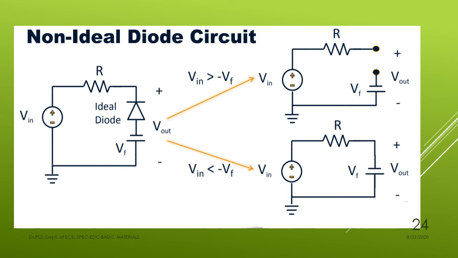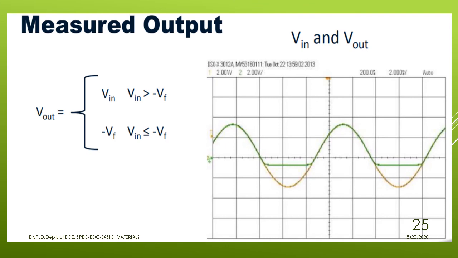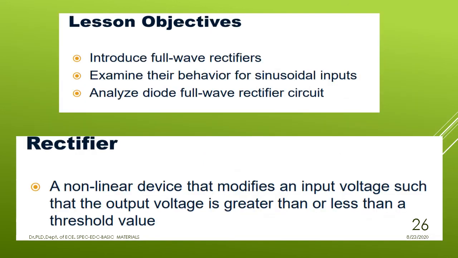In this case, the external voltage that you have connected shows as the output voltage. Let us observe in this case: Vin is greater than minus Vf, and the output follows the same as the input up to here. Whenever Vin is less than or equal to minus Vf, the output is minus Vf. That is, this green line indicates the output voltage waveform and the yellow line indicates the input voltage waveform. I think now we are in a position to understand the functionality of the diode based on voltage.